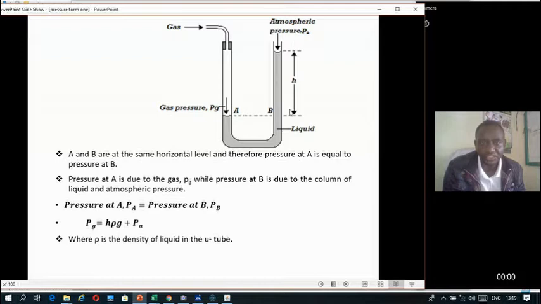So the height is already here. So you find pressure due to the liquid column, then plus the atmospheric pressure. So by that, because the atmospheric pressure is known, you only measure the height and the density of that liquid. When you sum, you get the pressure of the gas, where the density of the liquid is also known for that case.